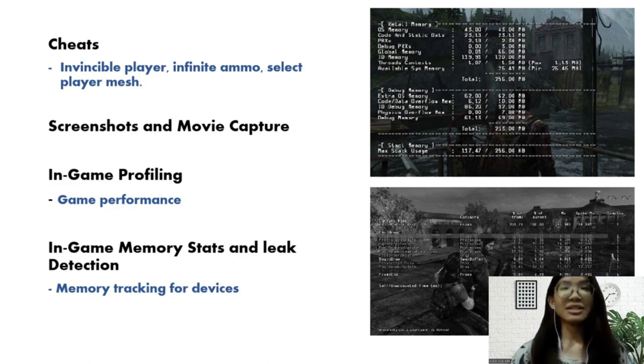Last but not least, in-game memory stats and leak detection. Since most game engines are constrained by the amount of memory available on the target hardware, they implement custom memory tracking tools that allow developers to see how much memory is being used by each engine subsystem and whether or not any memory is leaking. This feature shows the memory usage stats of the game, which enables the developer to do memory tracking on other devices.